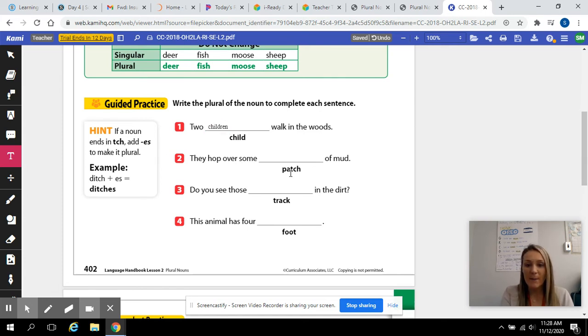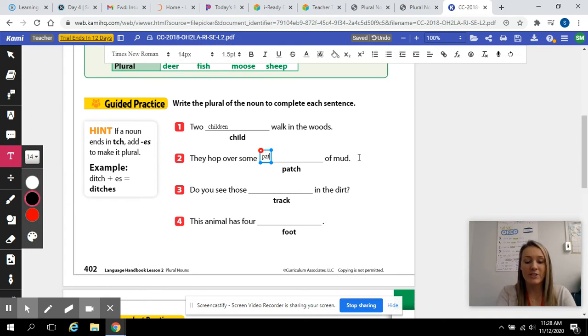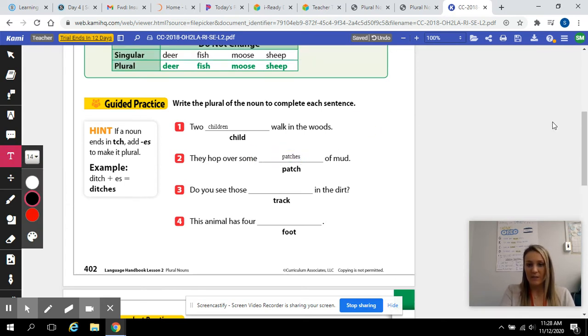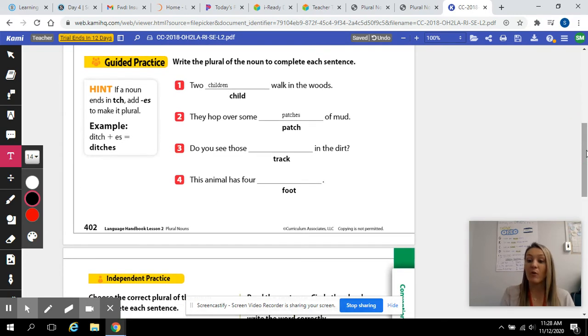They hop over some patch of mud. It would be they hop over some patches of mud. Okay. Good. So do 3 and 4 on your own.